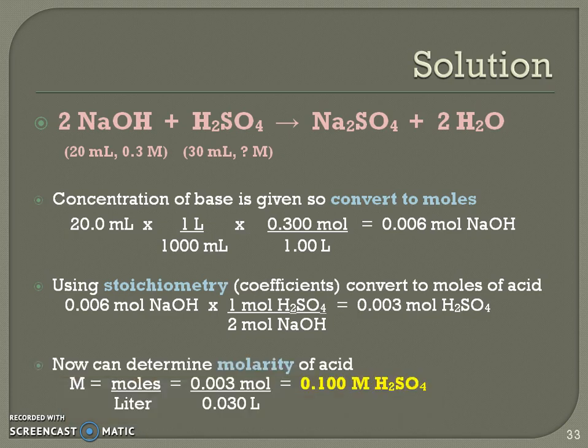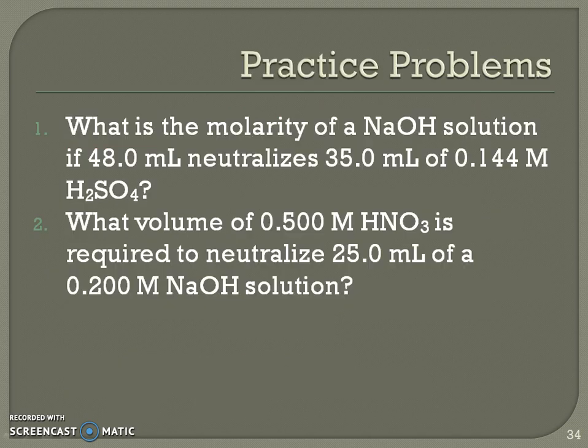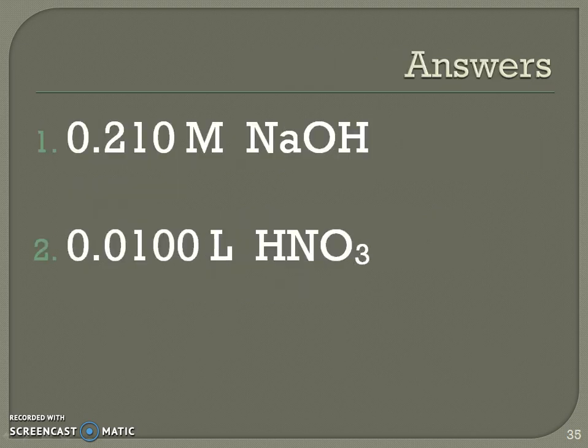And then to determine the molarity, again, we have moles over liters. So here's our moles, and the liters was given to us in the beginning of the problem, and our answer is 0.1 molarity of the sulfuric acid. Again, try the practice problems and then play to see the solutions. Those are the answers. So if you got the answers, you're great. If not, you might want to play the video step by step.